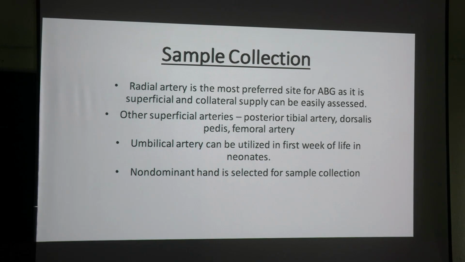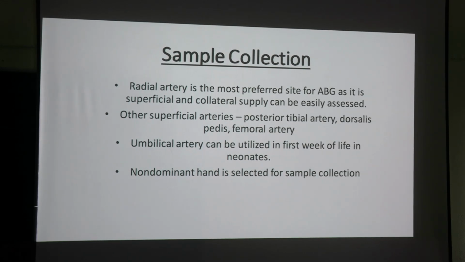Sample collection. As I told before, the radial artery is the most preferred site because it is superficial and we can easily access the site. But we can also collect samples from other superficial arteries. What are they? Posterior tibial artery, dorsalis pedis, femoral artery. And in neonates, we can also draw a sample from the umbilical artery only in the first week of life.